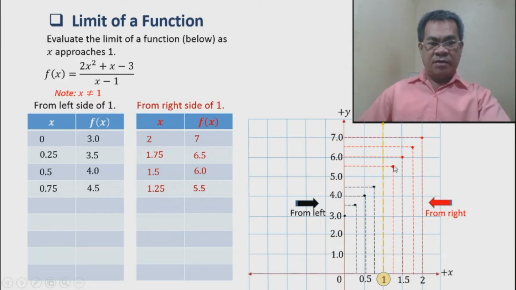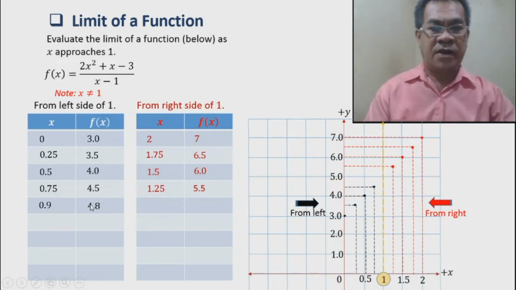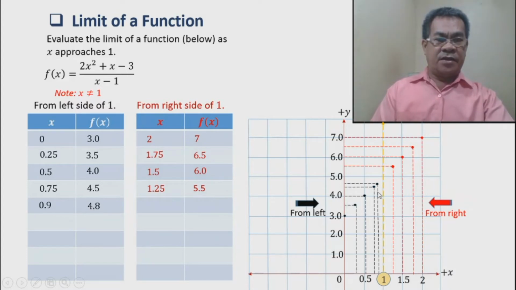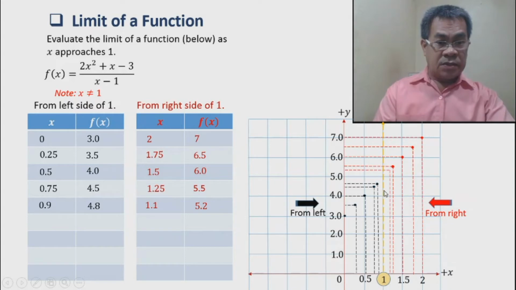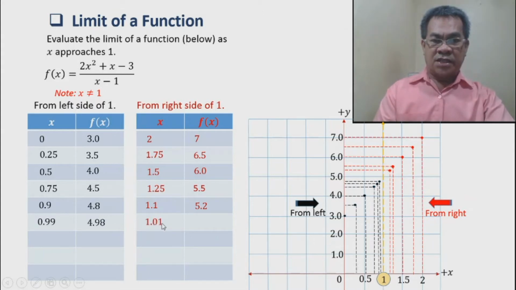We have this 1.5. Then continue on the left side again, 0.9, very close to 1, and we have 4.8 for the function. So therefore, we have this point. Then on the right side, at 1.1, very close to 1 from the right side, we come up with 5.2. So therefore, we have this. Okay? So continue, 0.99, 4.98 is the response. Then at the right side, at 1.01, very close to 1, we have 5.02.